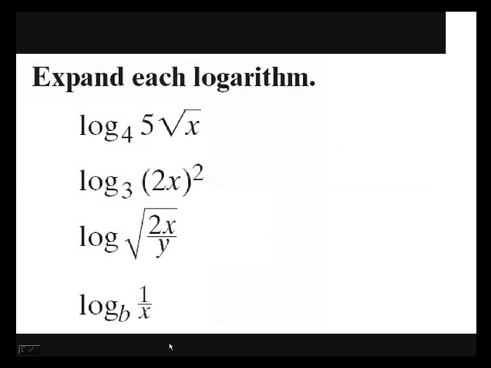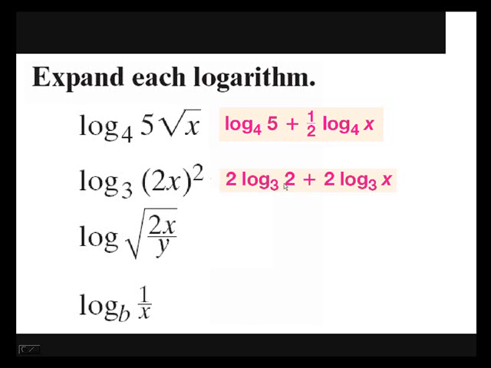Here's a few more. Pause the video, give those a try. That first one, log base 4 of 5 plus 1/2 log base 4 of x. That second one, 2 log base 3 of 2 plus 2 log base 3 of x. We got the 2 on the front of both of these because 2 is to the second power and x is to the second power, and then we split the multiplication with the addition.